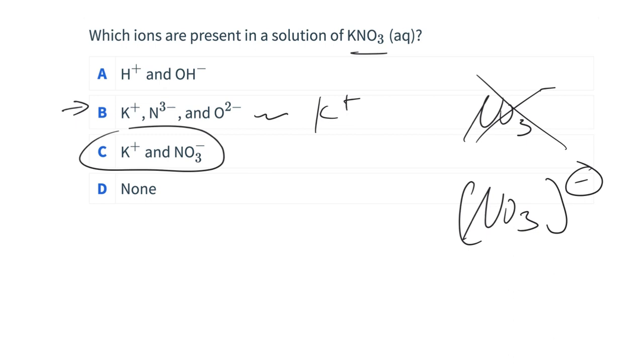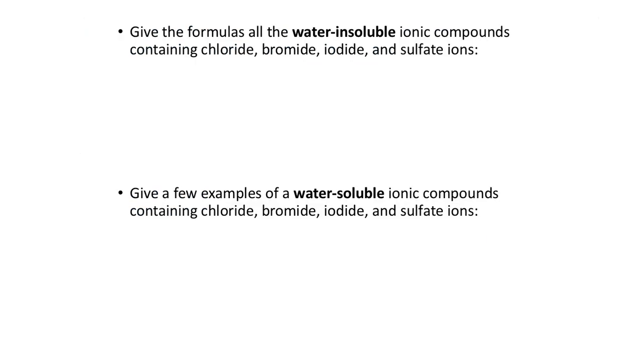So our polyatomic ions and compounds are going to remain intact. The next two questions are just going to make us write a bunch of formulas and think about a bunch of different formulas. The first question says, write all the water-insoluble compounds of chloride, bromide, iodide, and sulfate.